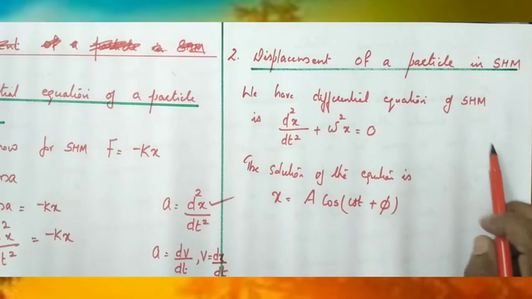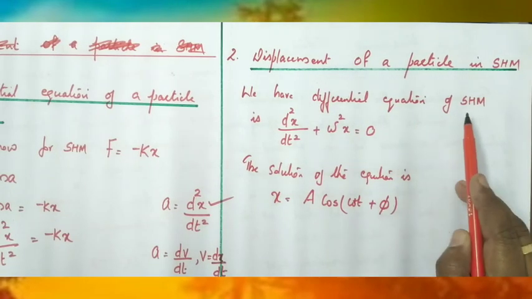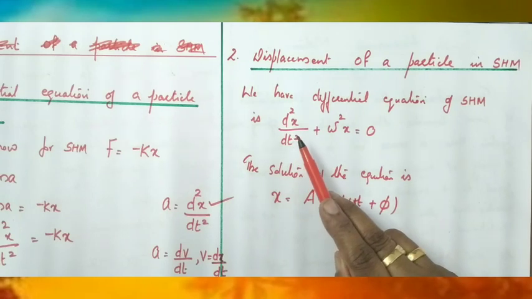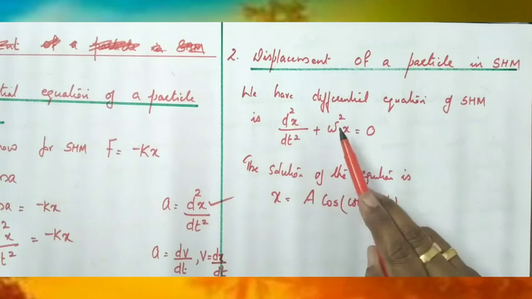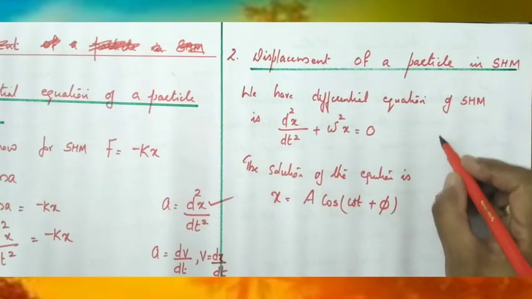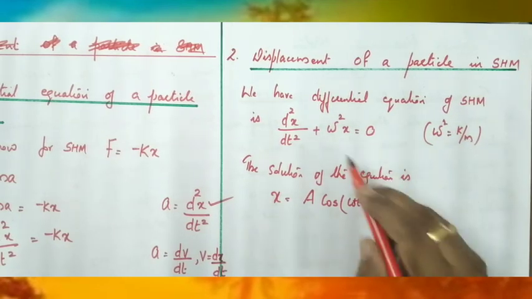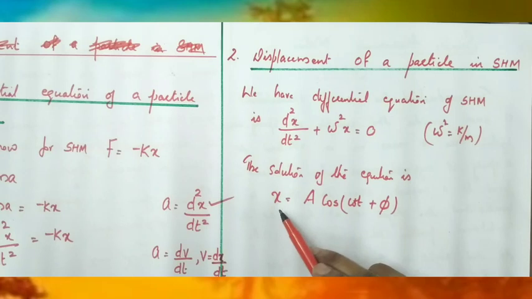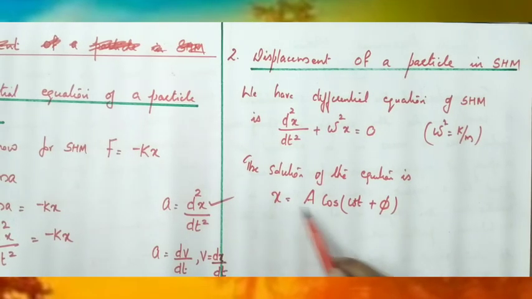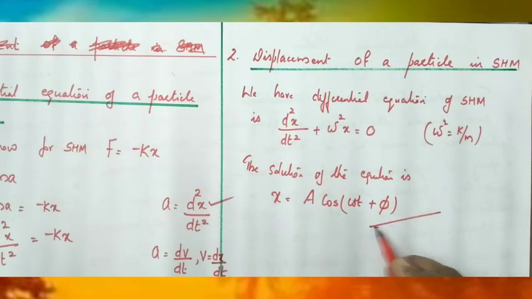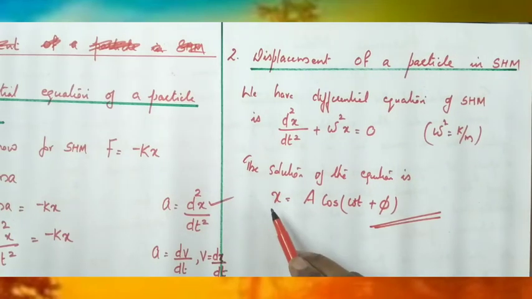Second one, we can derive the formula for displacement of a particle in simple harmonic motion. We have the differential equation of simple harmonic motion, d square x by dt square plus omega square x is equal to 0, where x is called displacement and omega is called angular frequency, and we know omega square is equal to k by m. The solution of this differential equation is x equal to a cos(omega t plus phi). This is the formula for displacement in simple harmonic motion. x is called displacement, isn't it?